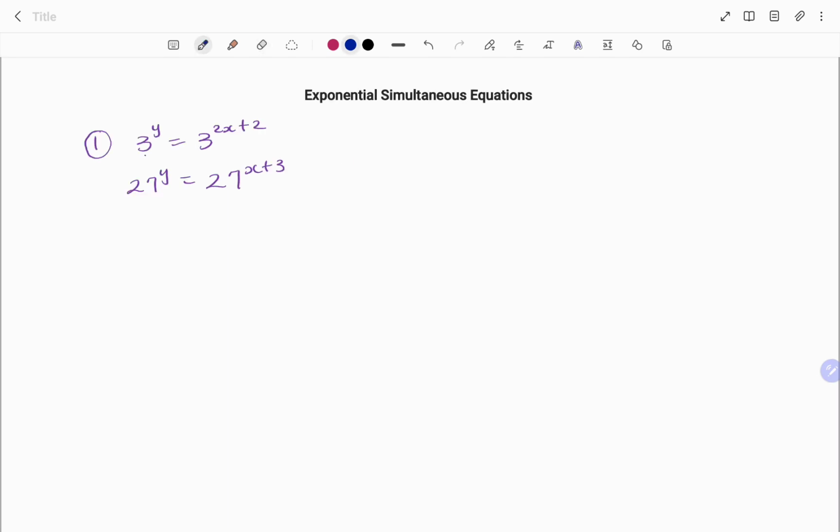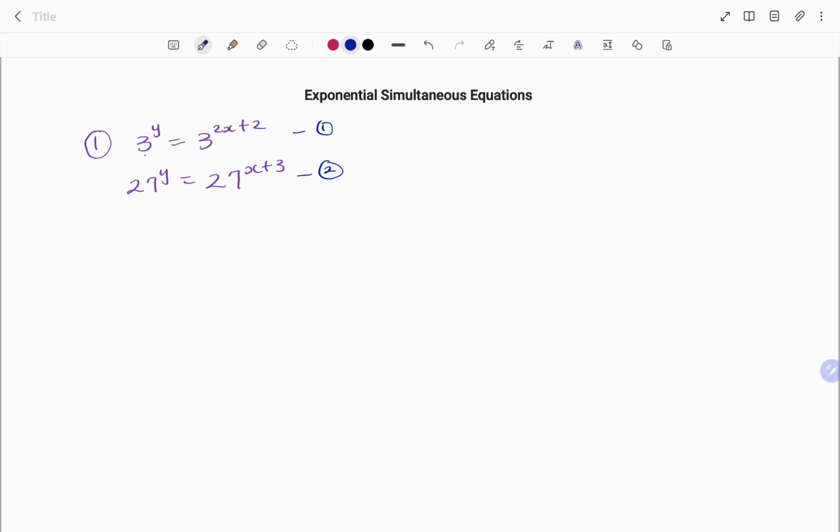In the first example, we have 3 to the power y equals 3 to the power 2x plus 2. That's going to be my first equation. The second equation, you have 27 to the power y equals 27 to the power x plus 3. That will be my second equation.